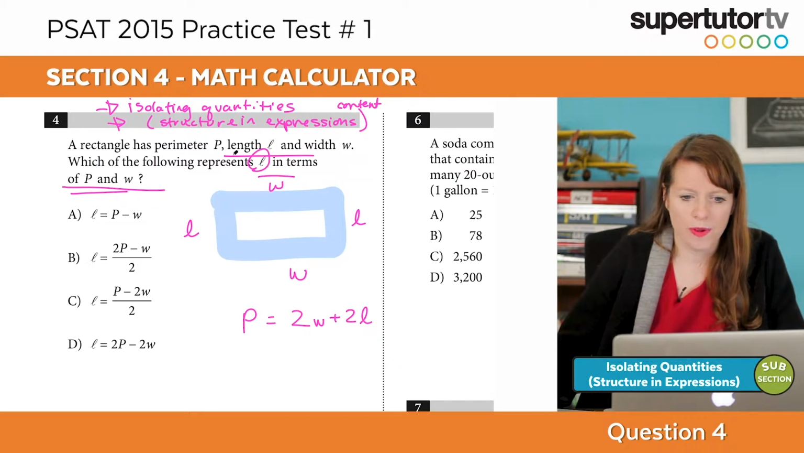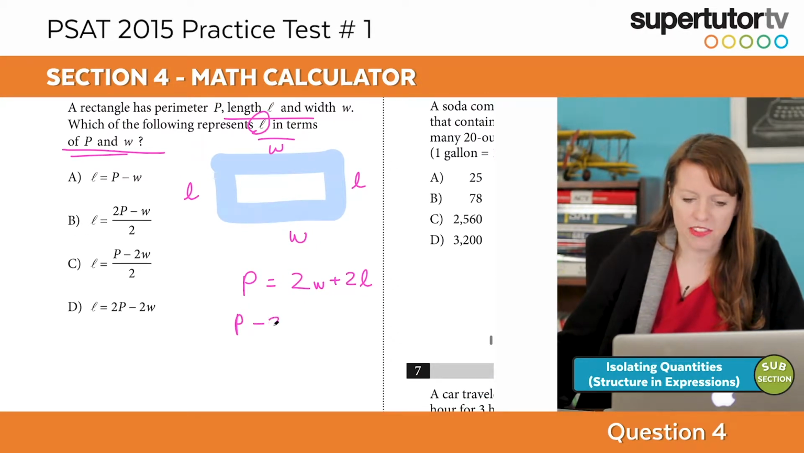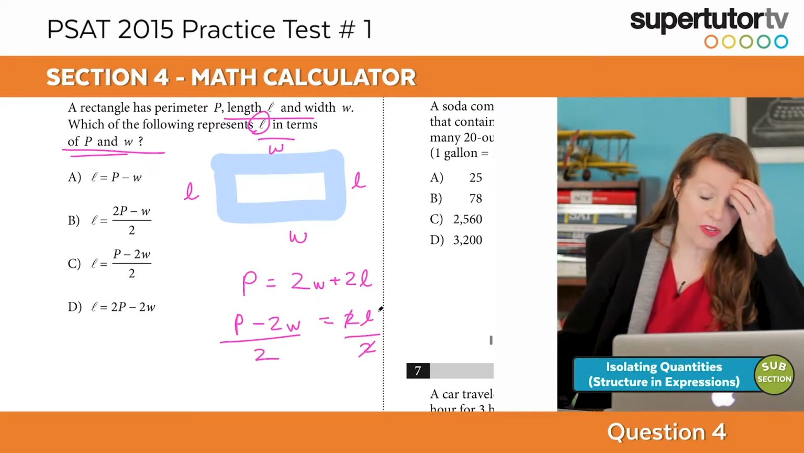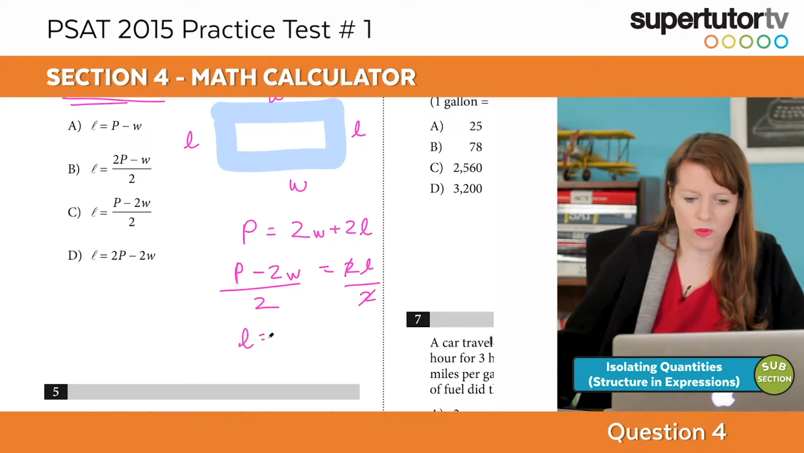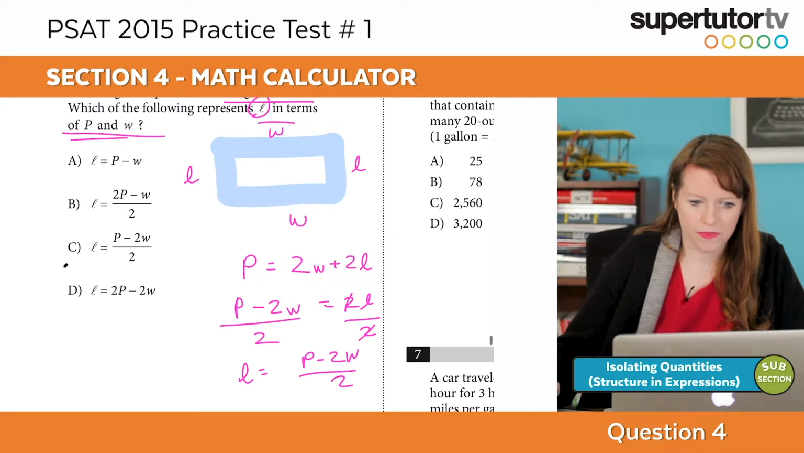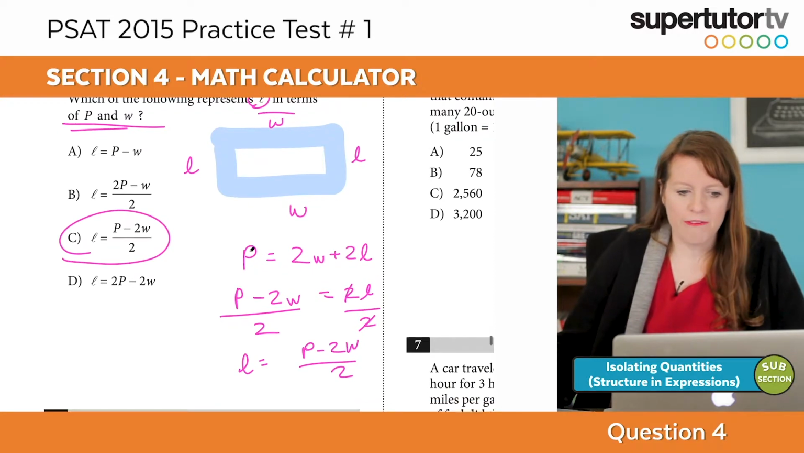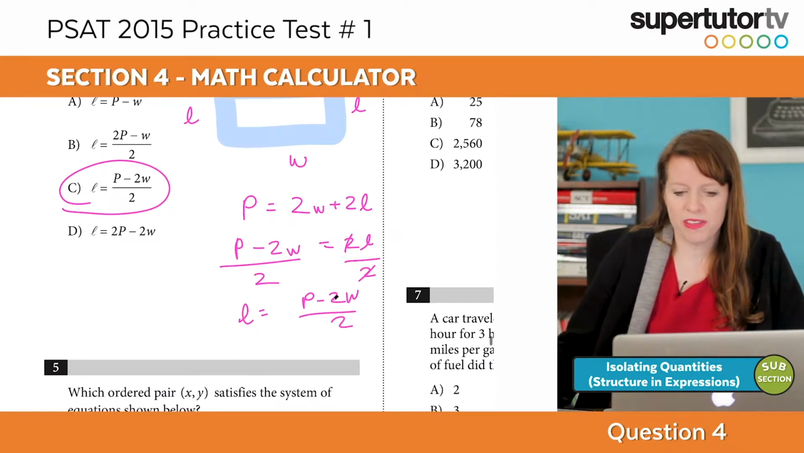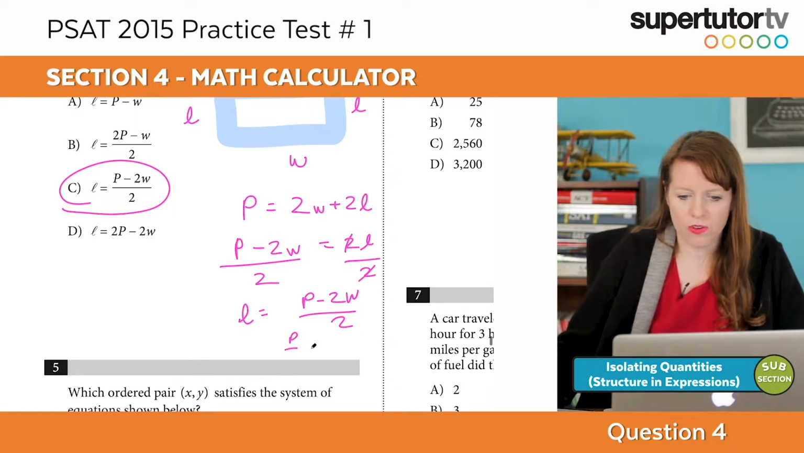So we have perimeter P, length L and W, which of the following represents L in terms of P and W. So I first do this, and now I want to isolate the L. Okay, so we get P minus 2W equals 2L, and then I just divide by 2. You see, divide by 2. This is just algebra, and all we're doing is isolating the L, and then I get L equals P minus 2W over 2. Now, there it is, and we're done. If this weren't there, then I would have to manipulate this a bit more, right? I might make it P over 2 minus W. That would be another solution.